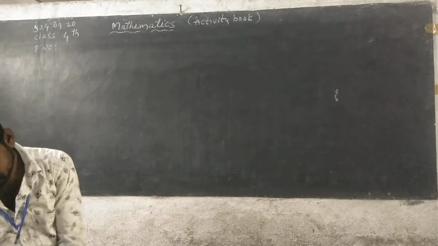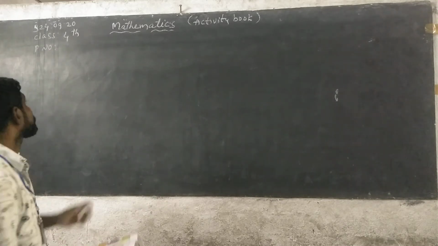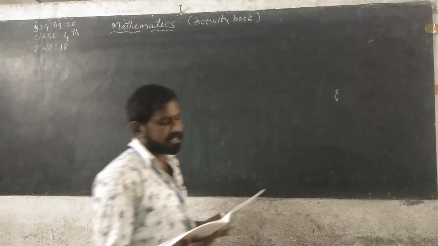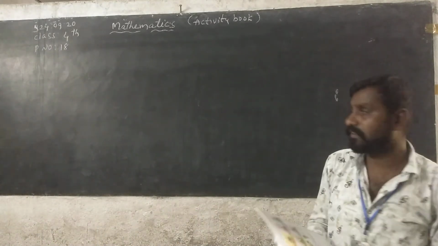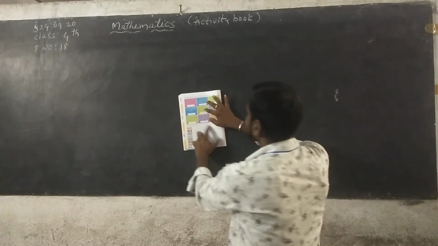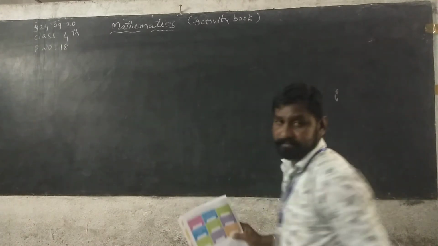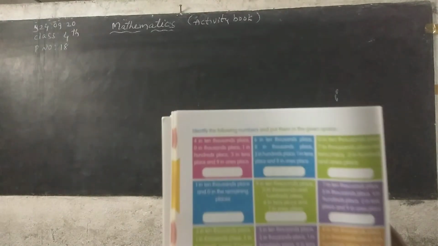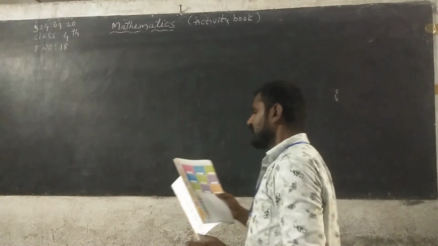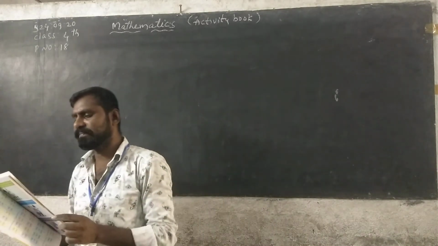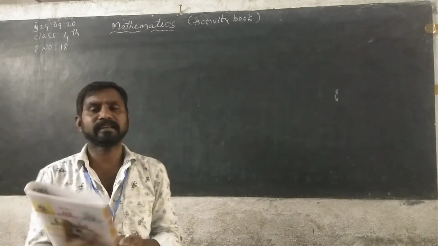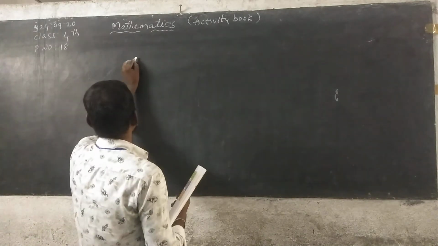Page number 18. Identify the following numbers and put them in the given space. Now I am taking first row, first one. See here, 4 in 10,000's place, 0 in 1,000's place, 1 in 100's place, 3 in 10's place and 9 in 1's place. So first of all you can write their places.